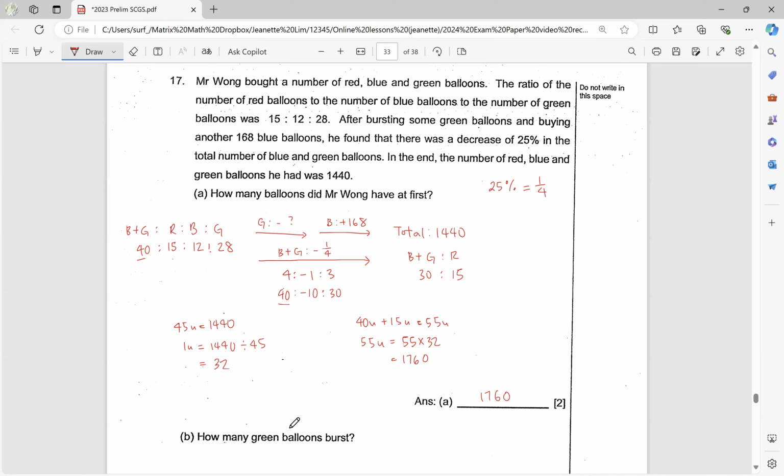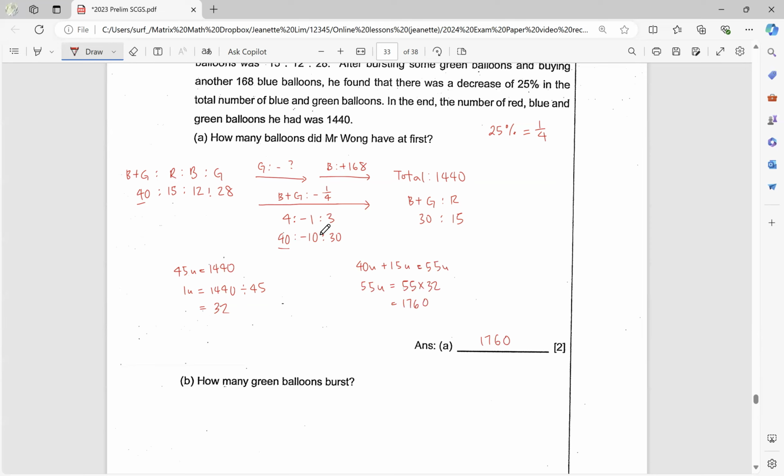Okay, so how many green balloons burst? If you take a look at this, there is the overall decrease. So how many balloons burst? Let's find out what's the overall decrease. The overall decrease is 10 units. Ten times 32, 320. So overall, the blue and green actually dropped by 320.